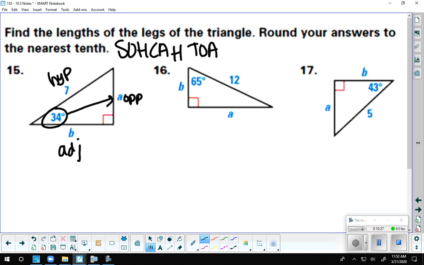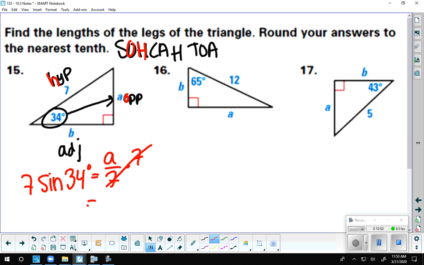Okay, so let's find A first. A is the opposite side, and we know the hypotenuse. So opposite and hypotenuse is the sine function. Let's use sine, and this is never read as "sin", just so you know. So sine of 34 degrees equals my opposite side, which is A, over my hypotenuse, which is 7. I'm going to multiply both sides by 7 to get A by itself. And 7 times the sine of 34 is 3.9.